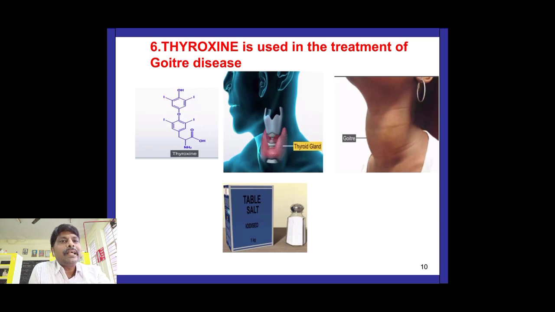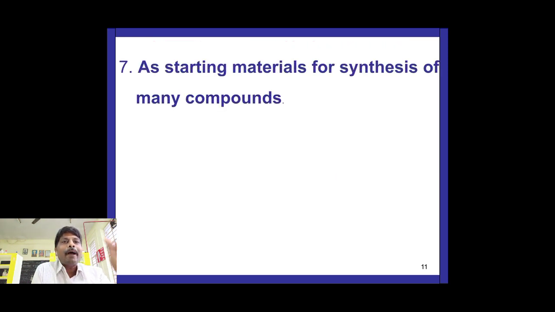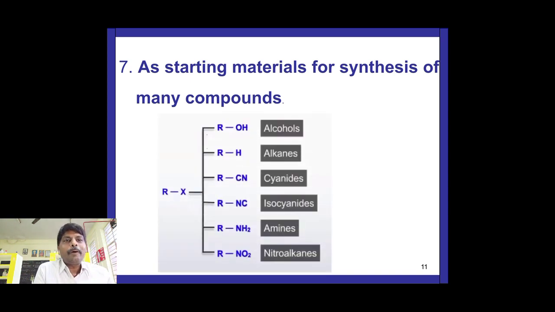Here which halogen is there? Iodine. Not only these medicines, these halogen derivatives, alkyl halides, are used in the preparation of many compounds. Suppose you want to prepare alcohols, alkanes, cyanides, isocyanides, amines and nitroalkanes, the starting material is haloalkane. It is the importance of haloalkanes.